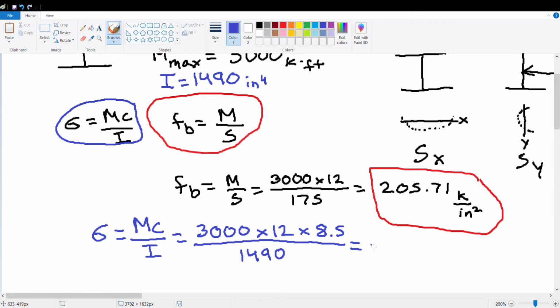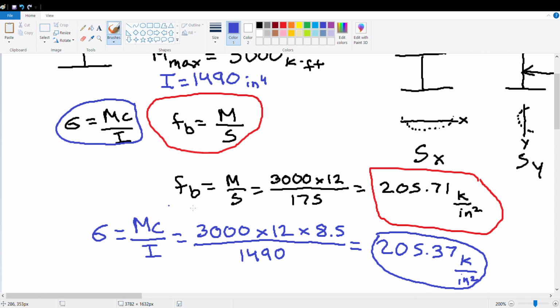Let's check our calculator. We have 3000, which is your moment, times 12, which is the conversion from foot to inches, times 8.5, which is c, divided by 1490, and you get 205.37. This is going to be in kips per square inch, or ksi. And that's it. You see, it's very similar to the previous one. So you could use either. You could use the bending stress as moment over section modulus, or moment times c divided by moment of inertia, and you'll get pretty much the same answer. This just takes that extra step of finding c. Same answers, very simple.